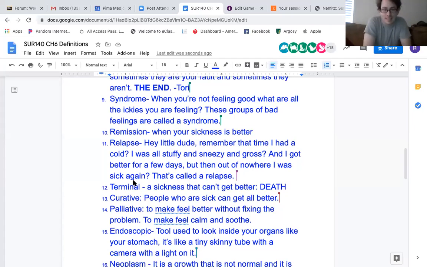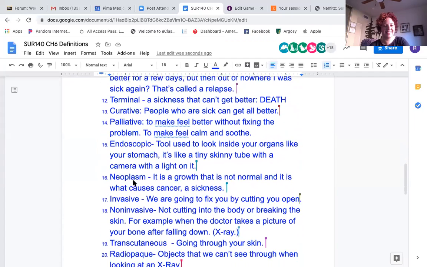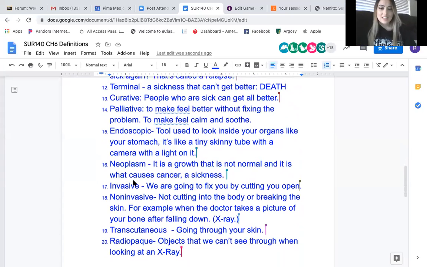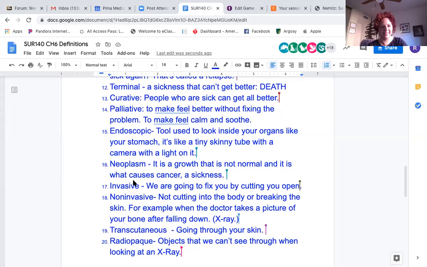Relapse. Hey, little dude, remember that time I had a cold? I was all stuffy and sneezy and gross. I got better for a few days, and then out of nowhere I was sick again? That's called a relapse. Indeed it is. Very good. Thanks, Ian. Terminal, a sickness that can't get better, aka death. Ugh. That's a bad word, death. Very good. Thank you. Curative, people who are sick can get all better. They could get cured. Yep. Thanks, Jacob.